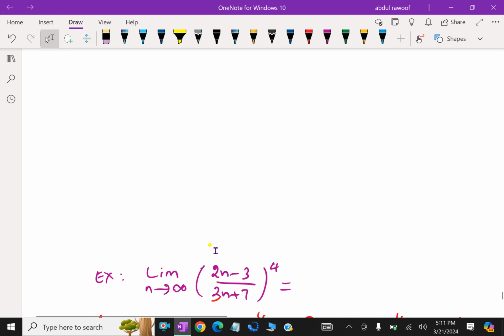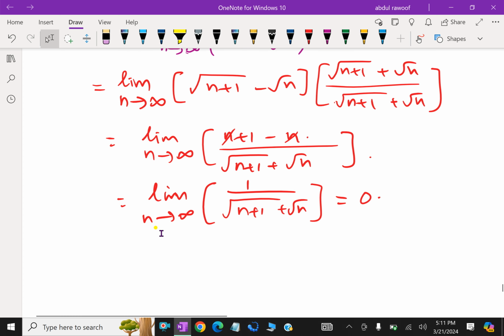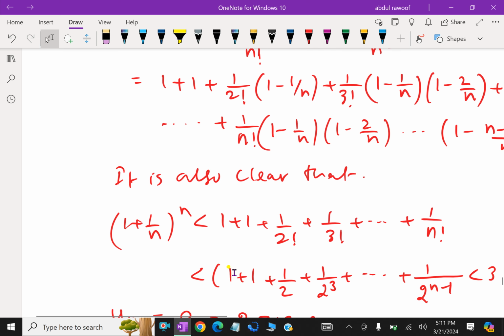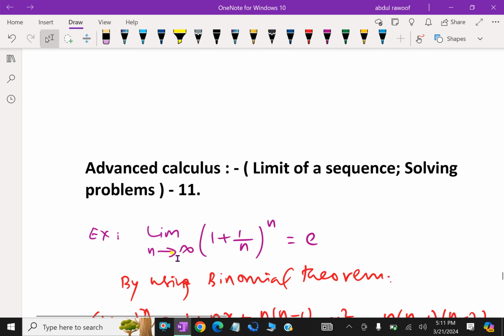So far we discussed some limits of expressions with respect to n tends to infinity, and also we discussed the special limit as n tends to infinity of (1 plus 1 over n) power n equal to e, Euler's number. We have done.